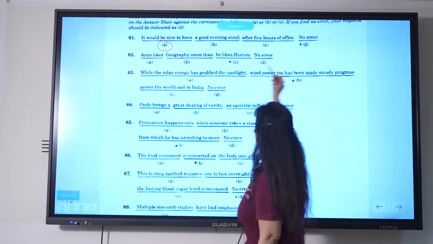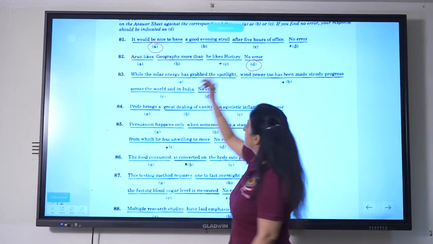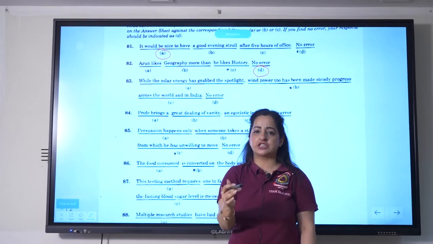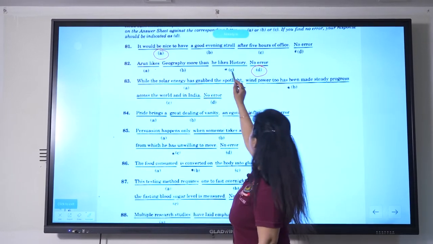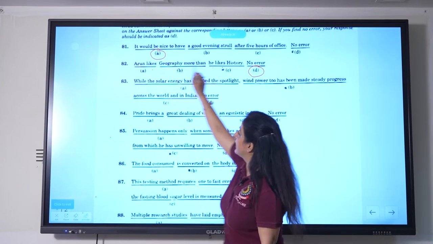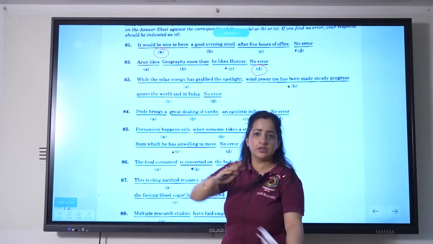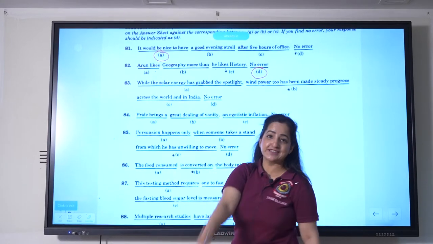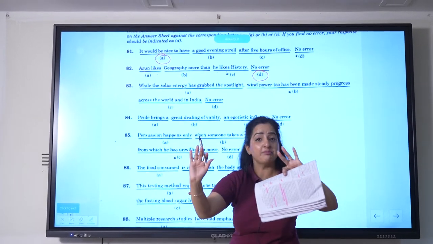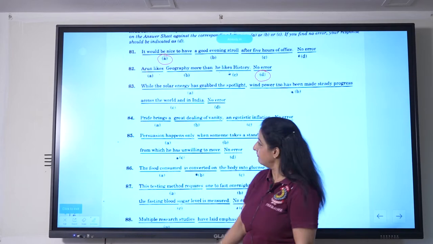Arun likes geography. This one is no error simply because there is a parallel structure working over here. Arun hai, fir verb hai. Aise yahan pe bhi to subject hai, fir verb hai. Fir yahan geography, yahan history. Koi dikkat nahi hai, right? So therefore it is no error. It's a parallel structure. Okay.